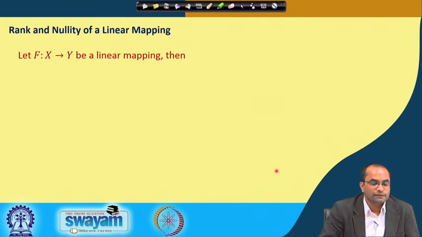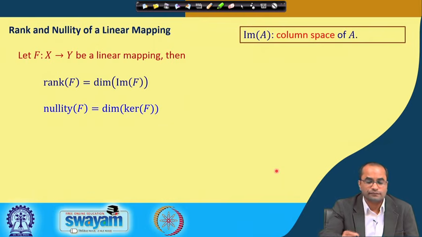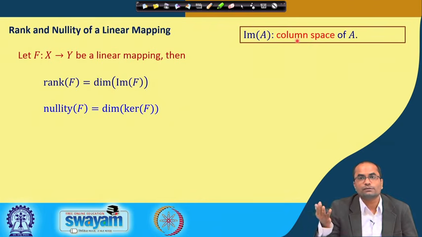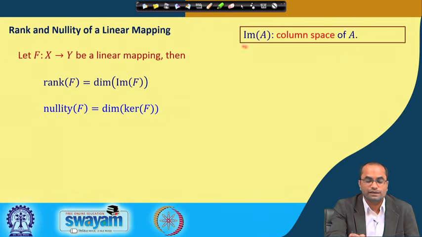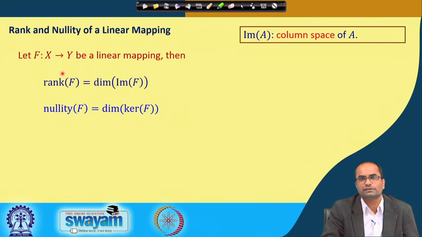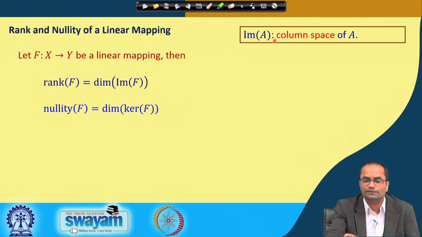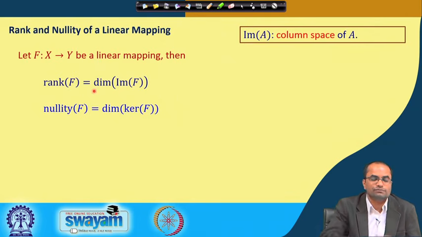The last one here is the rank and the nullity of a linear map. If we remember, the image of A is the column space of A, and the dimension of the column space is what we discussed as the rank of the matrix. In terms of a linear map, the rank of a linear map will be the dimension of the image of F. This is a more general definition of the rank, of which the matrix case is a special case that we have separately discussed. The rank of the matrix was the dimension of the column space, but here we have the more general terminology, the image of the mapping F.